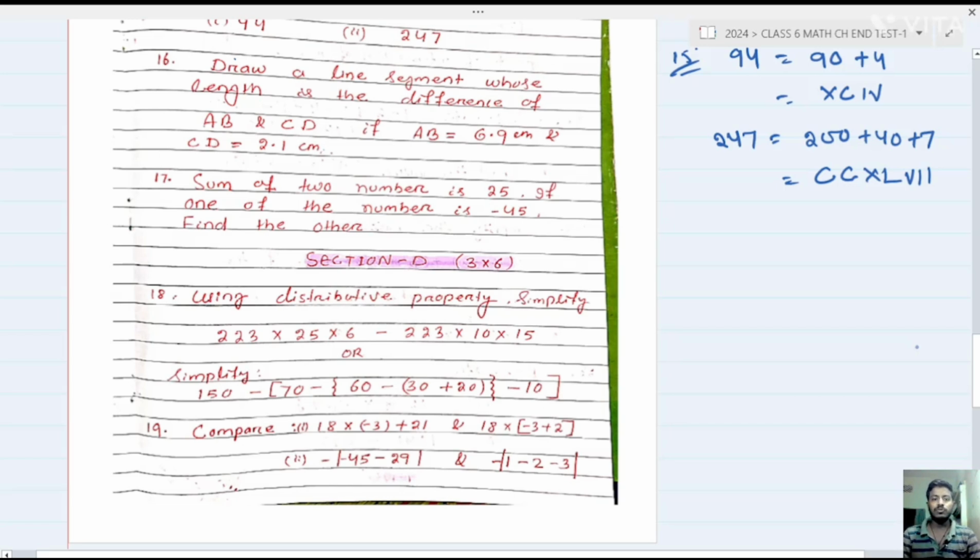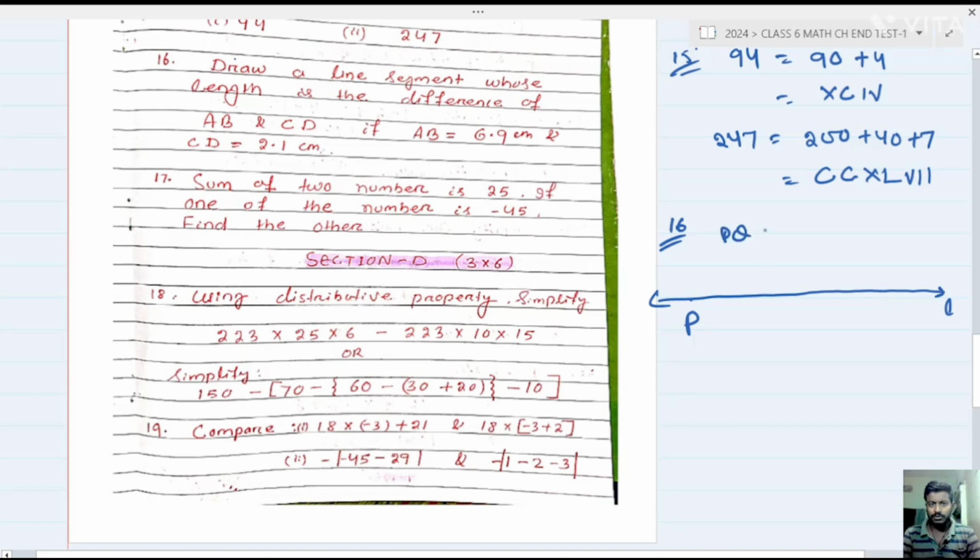Draw a line segment whose length is the difference of AB and CD if AB equals 6.9 cm and CD equals 2.1 cm. So first we draw, for question number 16, first I draw a line. Suppose this is line L. Then first put a point that is P. So here is P and draw PM.